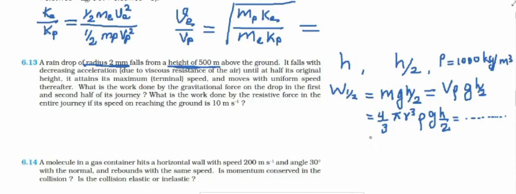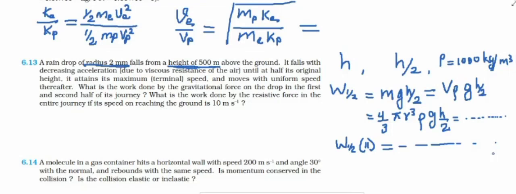Now, what will be the answer in the second half? In the second half also, the drop again travels the same h by 2 height. Therefore, the work done in the second half you will also get as the same answer. That also will be mg into h by 2. So the work done in the first half and the work done in the second half will be equal.